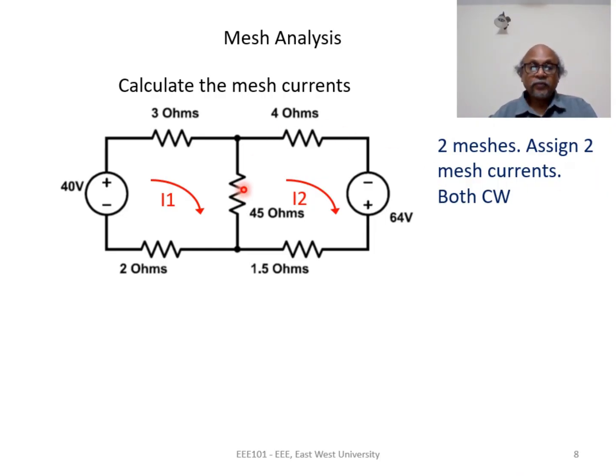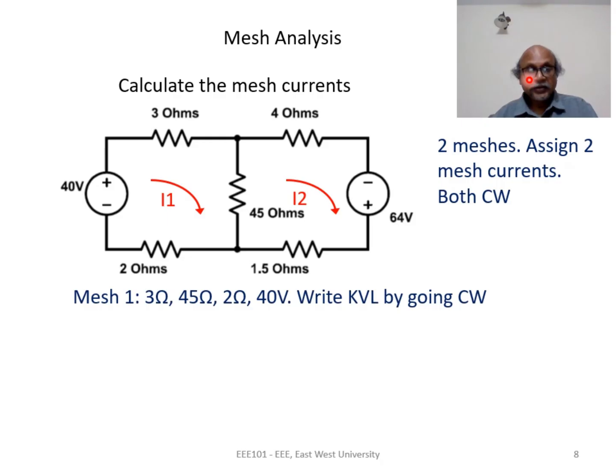For 45 ohms, we go downward, so the current is I1 minus I2. This is the second type of branch. And this 40 volts, if we go in the clockwise direction, is a voltage rise. So this is how the mesh equation will look: 3I1 plus 2I1 plus 45 times (I1 minus I2) is equal to plus 40.